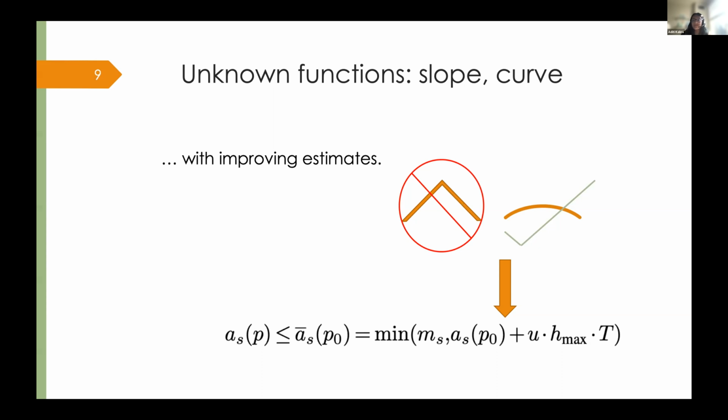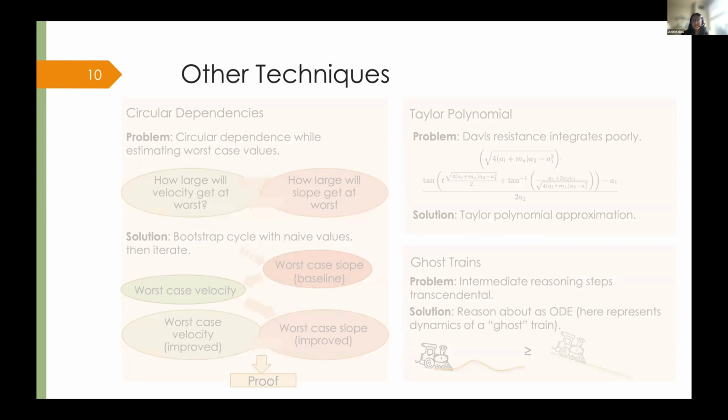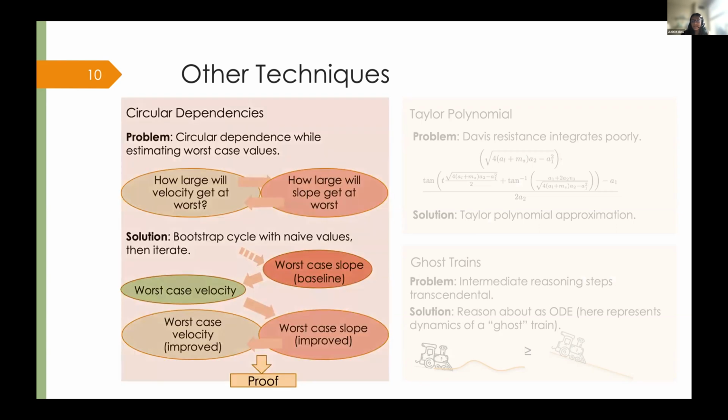For example, because slope change is only gradual, we use the maximum rate of change of slope to get a bound on its effect. Over here, you can see that I have a naive bound in the worst case, that's the worst case slope effect, m sub s, but also a more sophisticated bound from knowledge of the rate of change of slope. I will now highlight some of the other generalizable design and proof techniques we used in the paper. The first is a method to resolve circular dependencies.